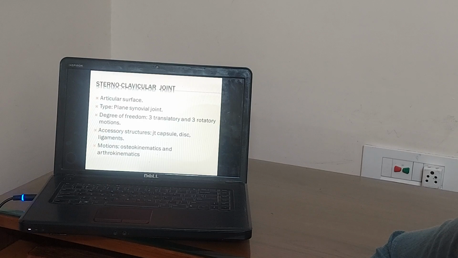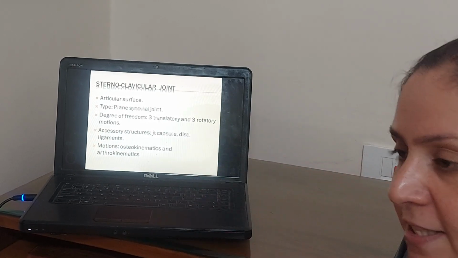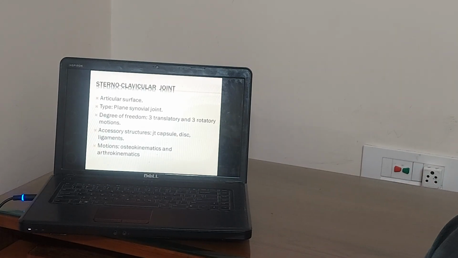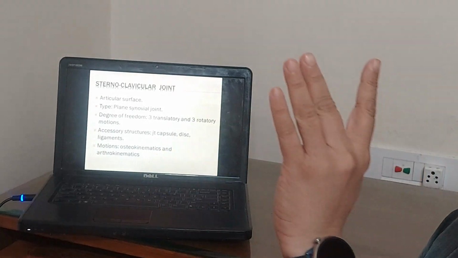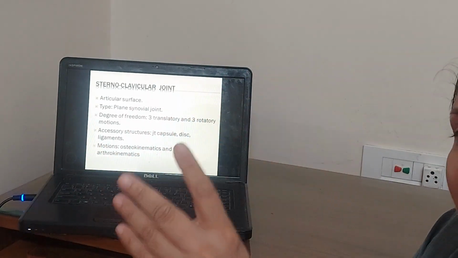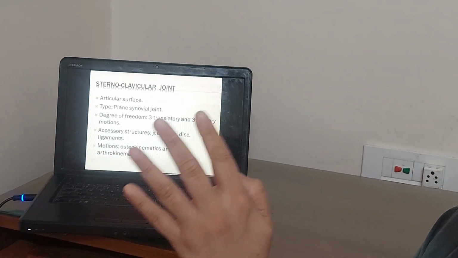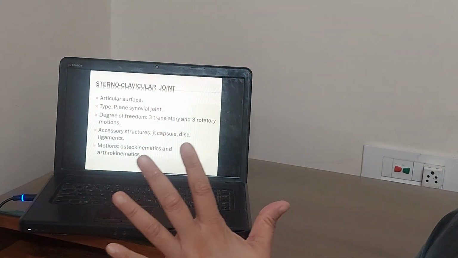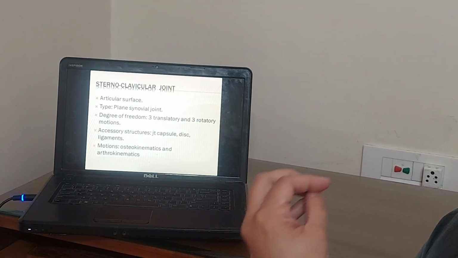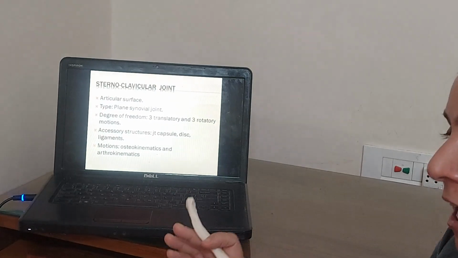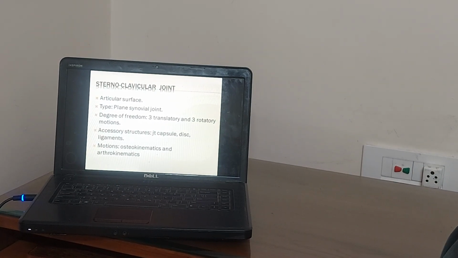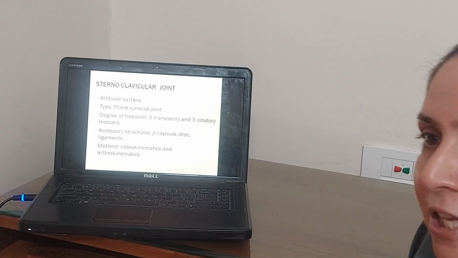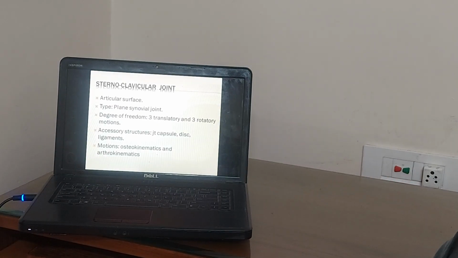My way of learning or teaching biomechanics is that I divide the topic into major headings. Each joint needs to be written under 5 headings. What is the type of the joint? What is the degree of freedom it has? What are the articular surfaces? What are the accessory structures involved? And the 5th point is the motions, that is the osteokinematics and the arthrokinematics. I describe any joint under 5 headings, and it helps me to explain well as well as write in the paper well. So I expect you to write in this form.